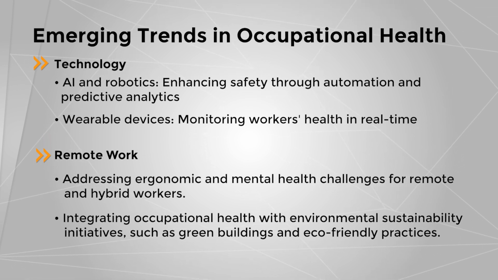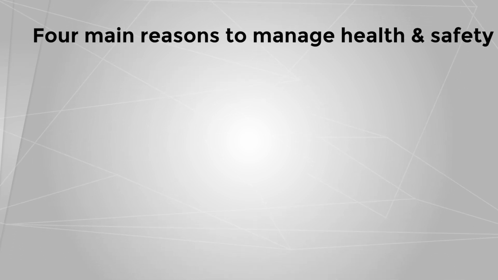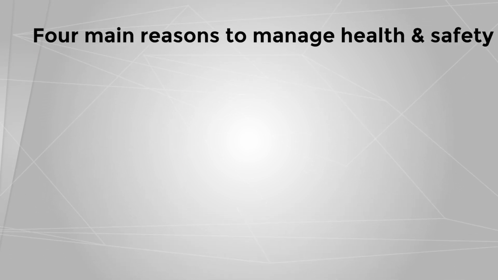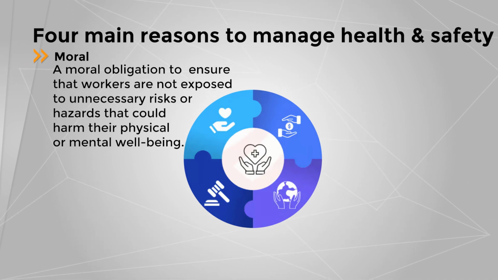So we do realize, after hearing about all types of occupational health and safety hazards which are possible at the workplace, that there are several reasons we consider this topic to be of prime significance. Right at the outset, we can say there are 4 main reasons to manage health and safety. The first reason is of course a moral reason. It is our moral obligation to ensure that workers are not exposed to unnecessary risk or hazards that could harm their physical or mental well-being.